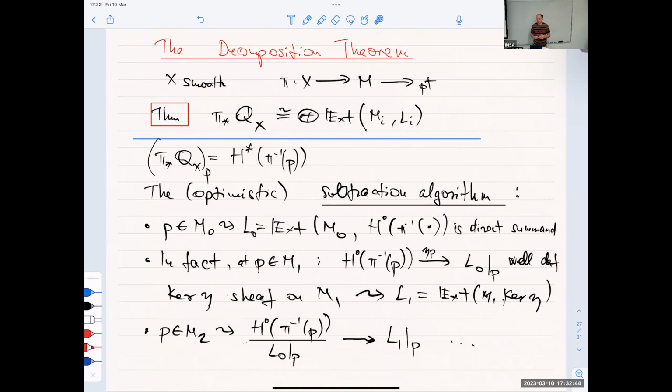So I will explain now this subtraction algorithm. So up here, okay, it came back. So here is this decomposition. It's just the same thing. And just a little remark that I mentioned is that if you take pi lower star Q_X and push it down all the way to a point, then you just get the cohomology of X. That was the definition of cohomology, the push forward of the constant sheaf. But now we'll first just push it down to M. Well, if you do that, then it's easy.